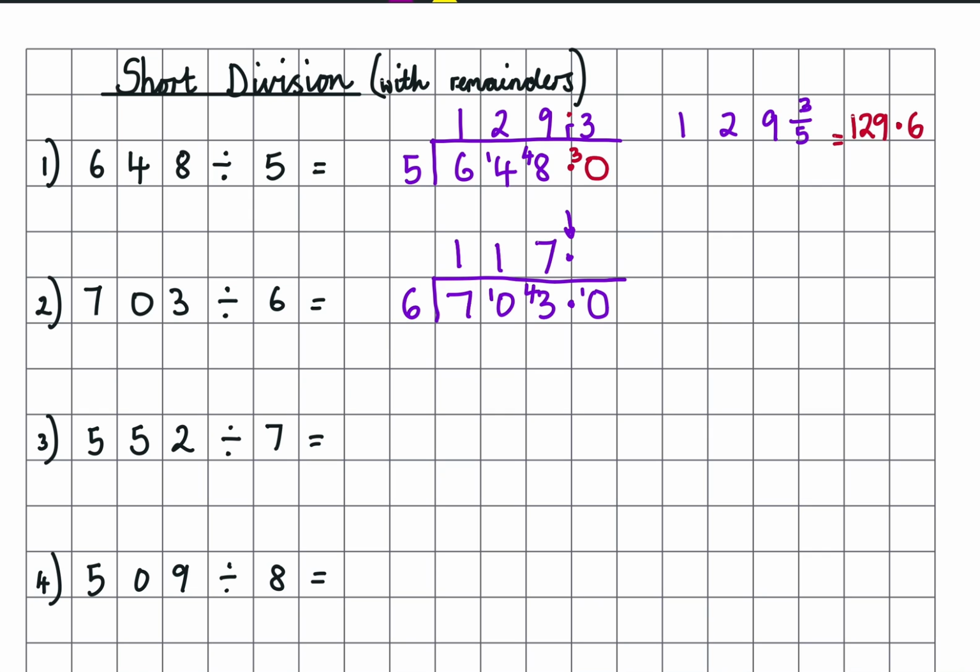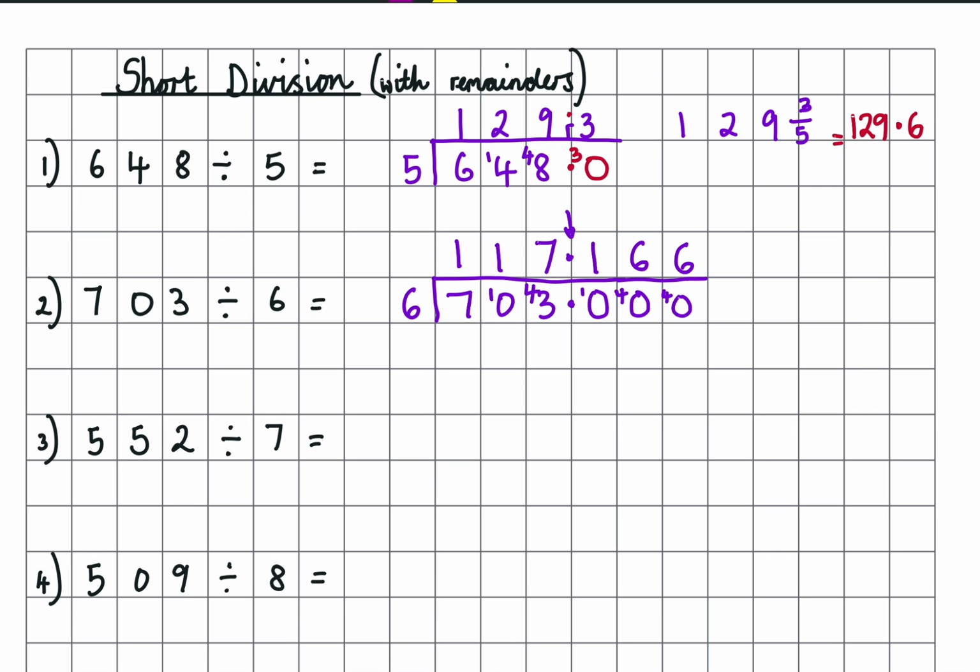6 into 10, again, goes once. And I've still got 4 remainder, so I could actually put another 0 and put 4 there. 6 times what makes 40? 6 times 6 is 36. So the 6 goes there. And then I've got another 4 remainder. As you can see, this is going to carry on and carry on and carry on. So I can stop there. So the answer is 117.166. That's a recurring answer. If you did it on your calculator, that 6 would go on forever.